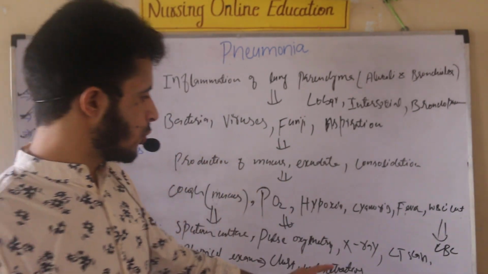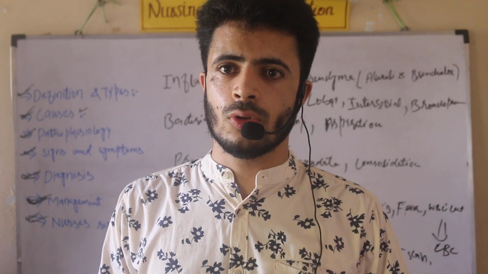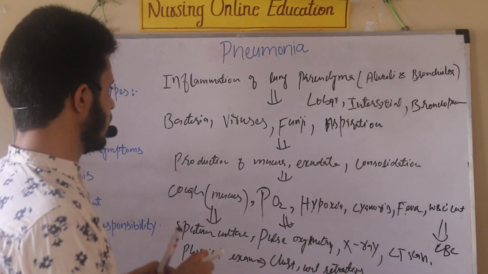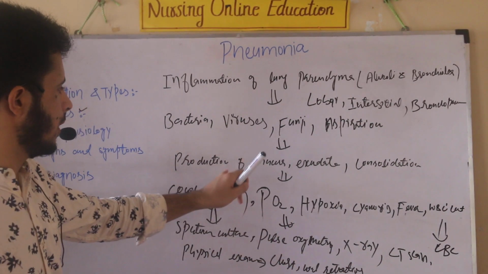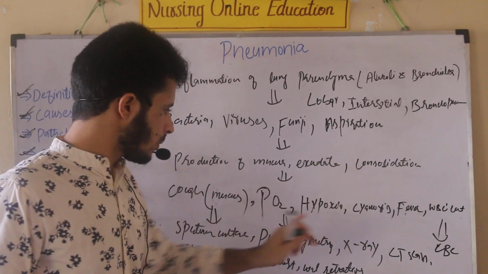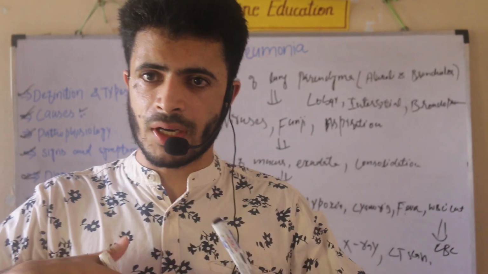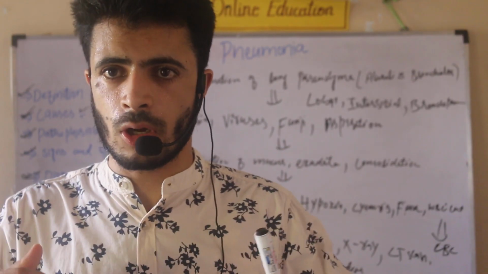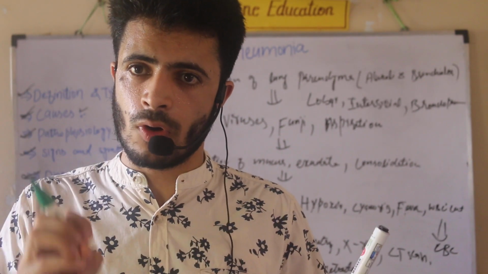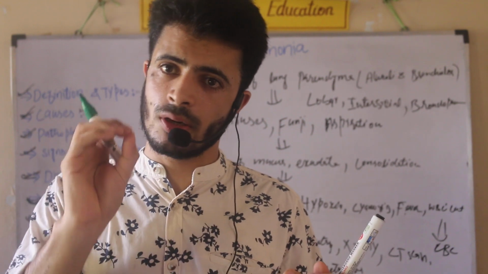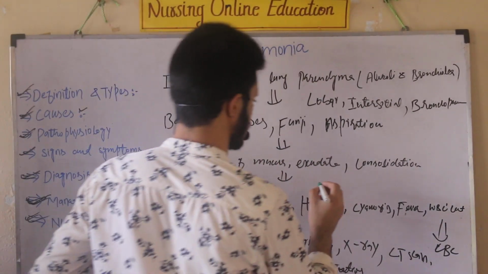Not only this, we should do pulse oximetry. We should measure vital signs also. In vital signs, what will be there? There will be tachycardia and tachypnea. So respiratory rate will increase because the body needs more and more oxygen, as well as heart rate will also increase. The body has a demand of oxygen, so heart rate increases. That is called tachycardia. So tachycardia and tachypnea will both be there.